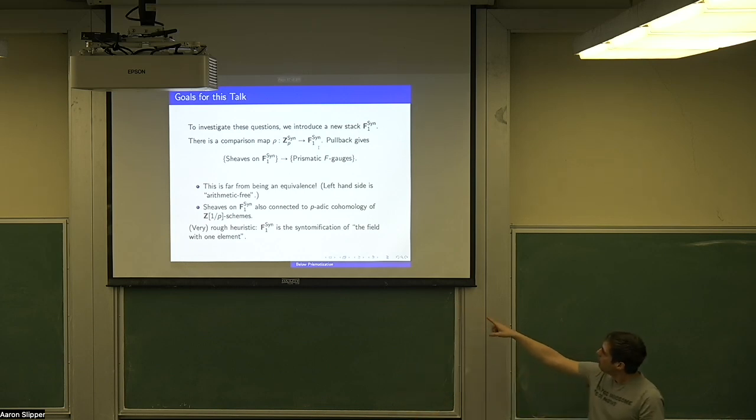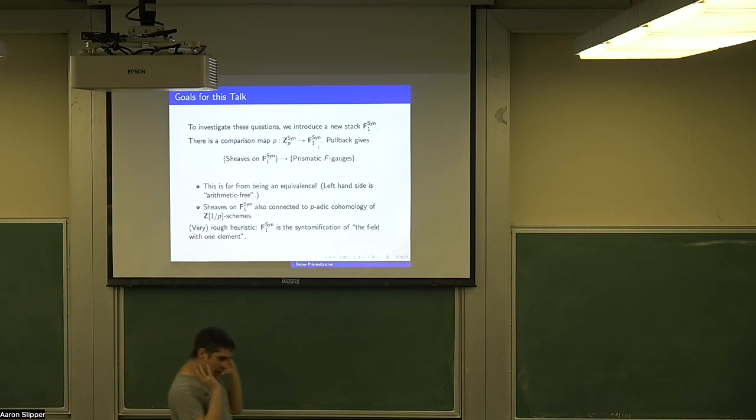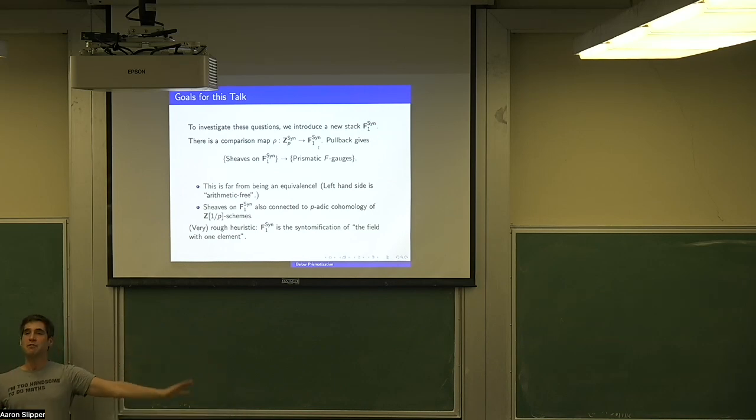And so, as you might guess from my abstract, I want to suggest the heuristic that this is like the prismatization of the field with one element. Do not take this very seriously. When I refer to the field with one element, I really just mean it has these two features: that it's going to be somehow prior to any kind of arithmetic, and also that it's not going to have anything to do with any particular prime. And I don't mean to imply any relationship with any other notion of the field with one element.